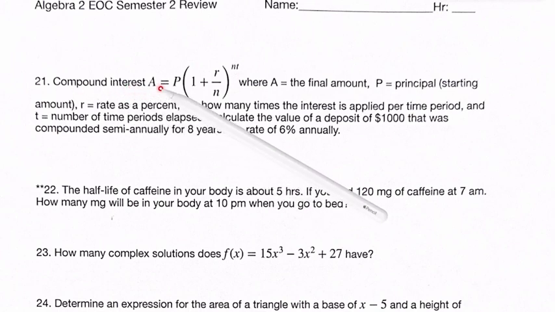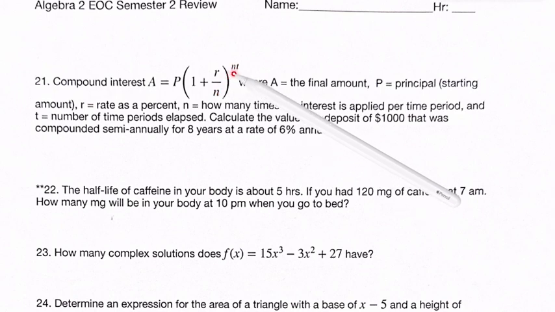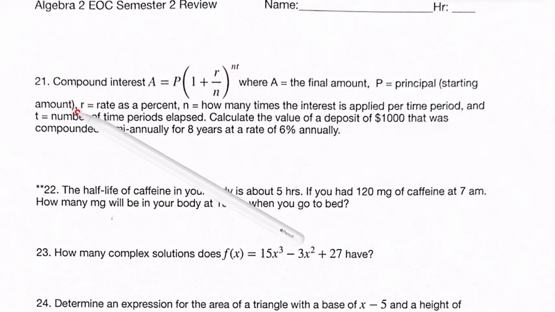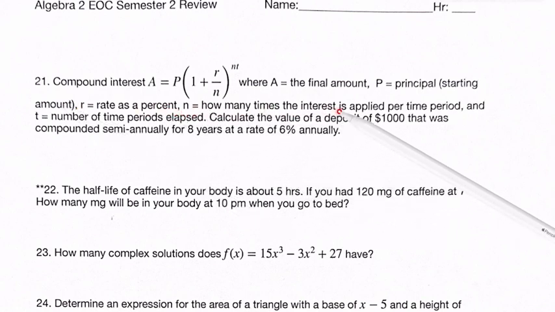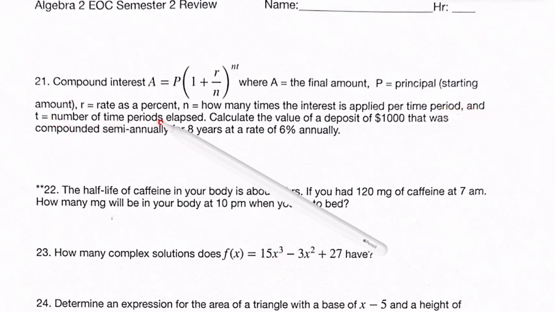Compound interest: A equals P times (1 plus R over N) to the NT. A is the final amount, P the principal starting amount. R is the rate as a percent, N is how many times it's applied per time period, and T equals the number of time periods elapsed.